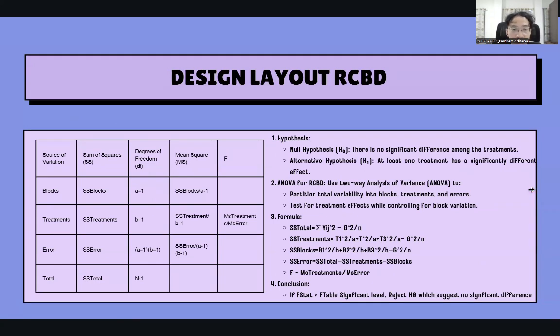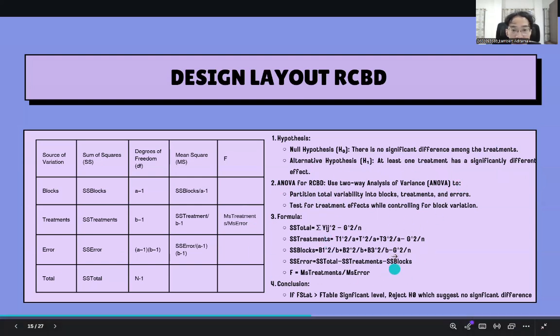Then how to solve it? First of all, we declare the hypotheses, which are the null hypothesis and the alternative hypothesis right here. Then we use a two-way ANOVA. Then we have the formula here, and at last we get the F value. We compare the F value with the one from the F table. If the F statistic is higher than the table value, we reject H0. Likewise, the opposite is true if it's smaller.